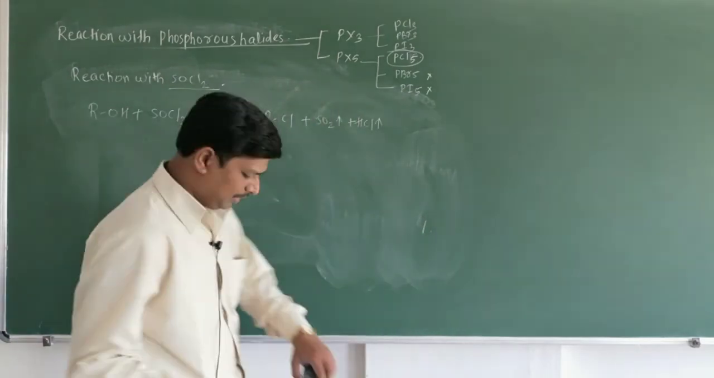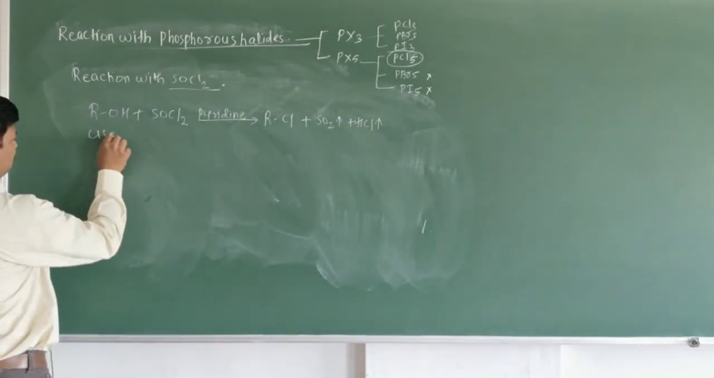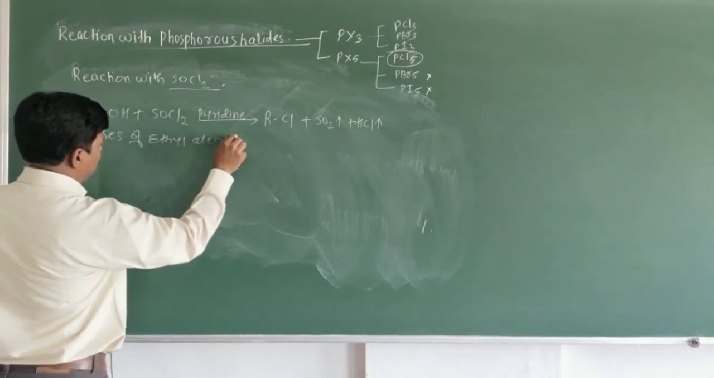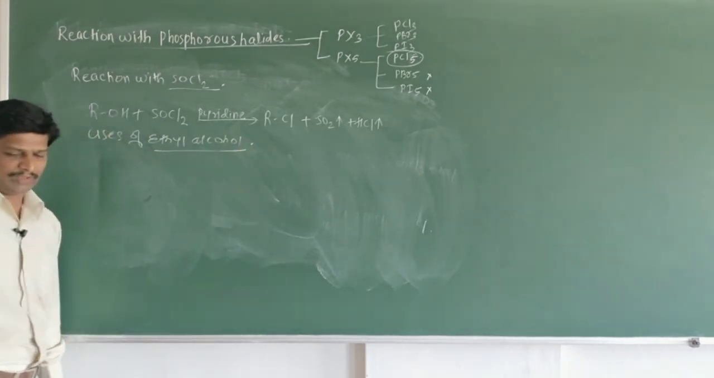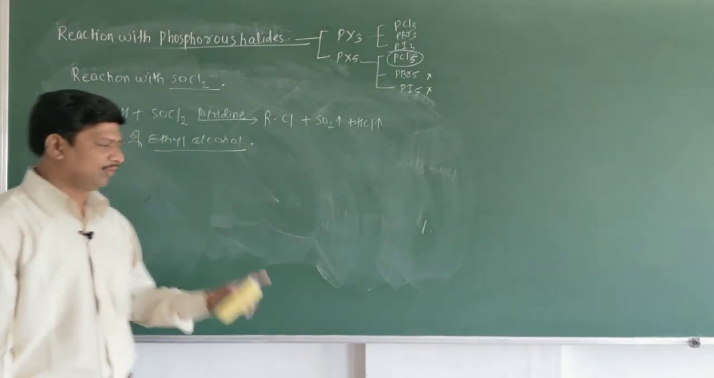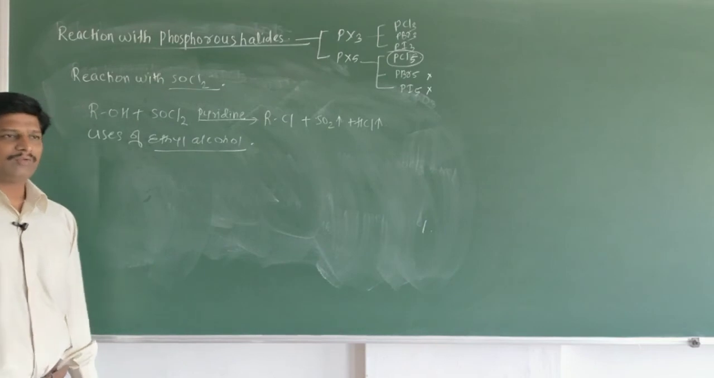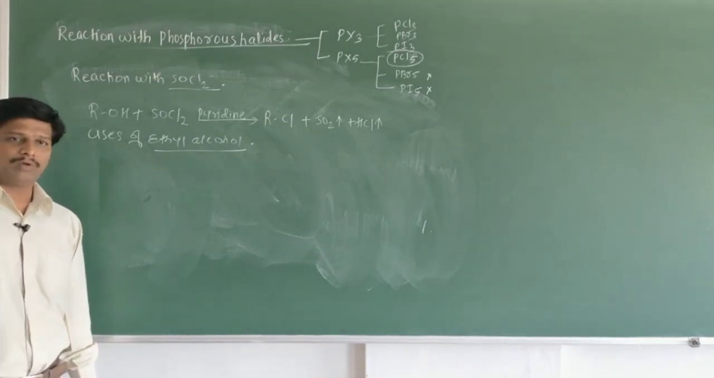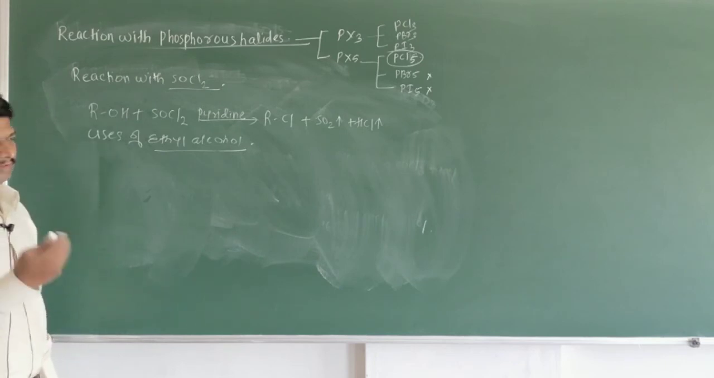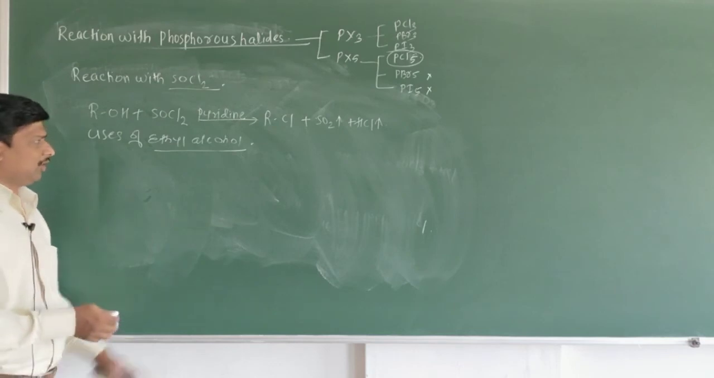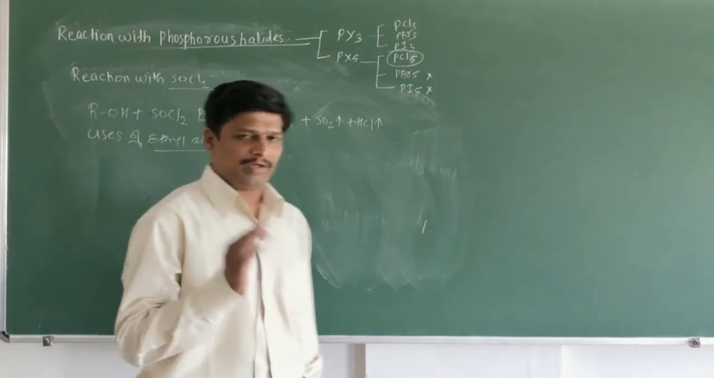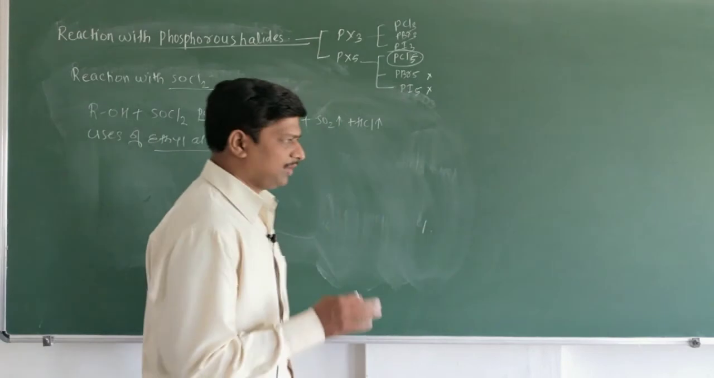Now come toward the last point, the uses of ethyl alcohol. I would like to tell you 2 to 3 uses of ethyl alcohol, as it is a very common and very important compound. That's why we are going to discuss its uses. Ethyl alcohol is used as a solvent to prepare many compounds like acetic acid, acetaldehyde, etc. So it is used as a solvent for the manufacturing of many compounds. This is one use.